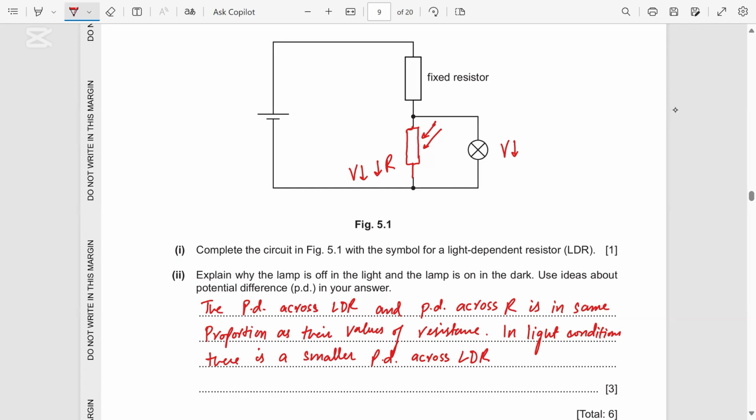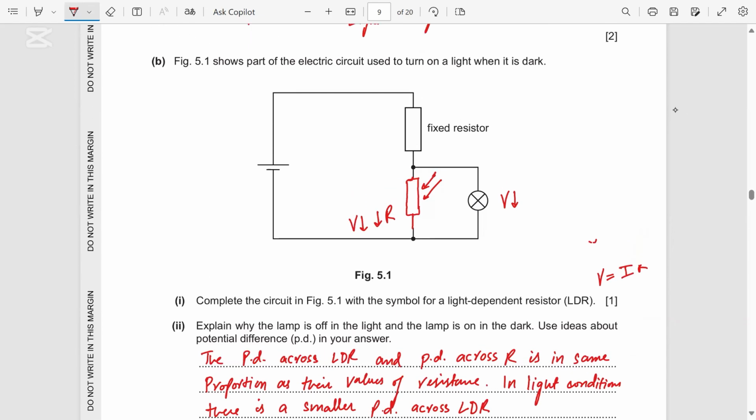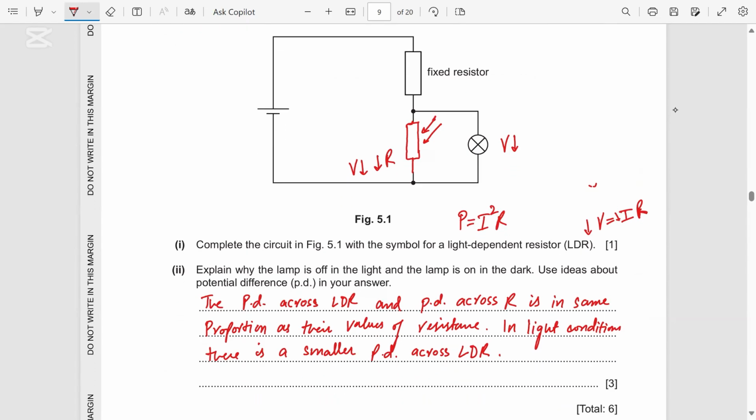So you know that if there is a smaller potential difference across the lamp, and V is equal to IR, since the resistance of the lamp is fixed, a smaller V gives a smaller I. When there is a smaller I, the power dissipated by the lamp is less, right? Power is I squared R. So you can see why the lamp is off in light. There is less power dissipated, and the lamp is less bright.